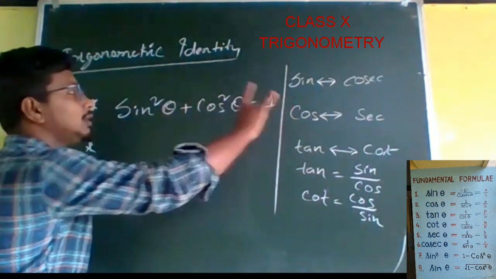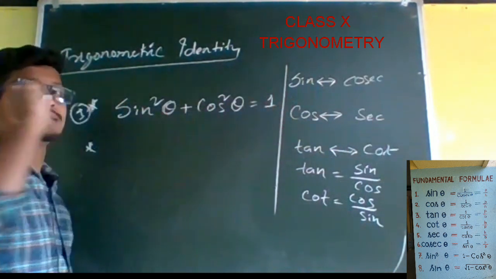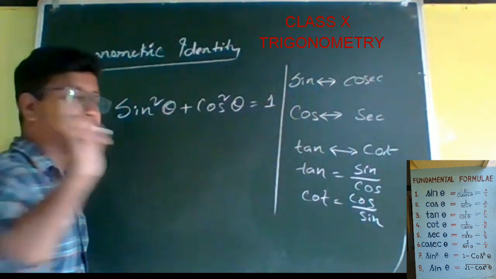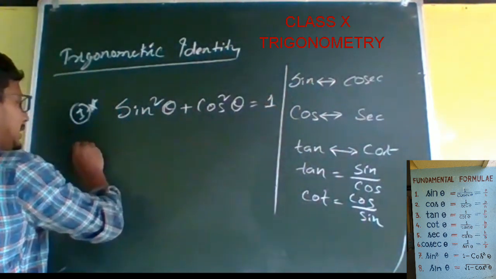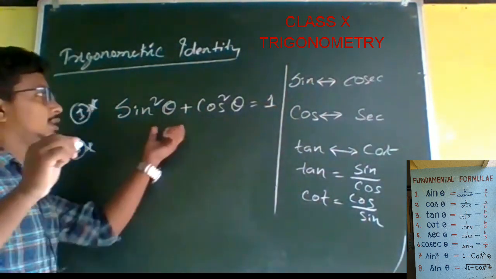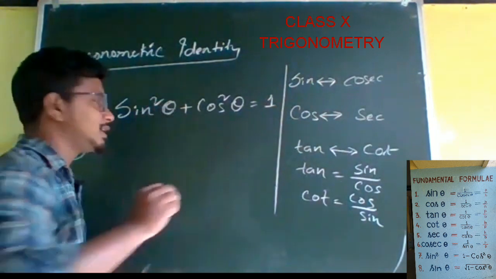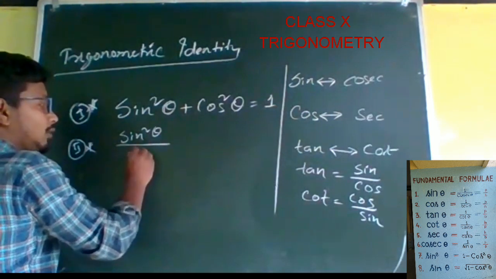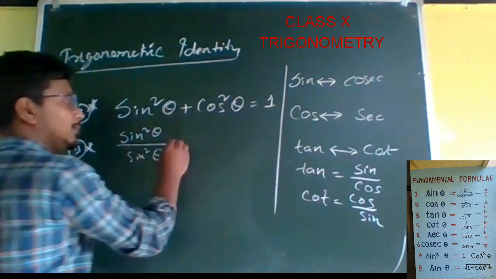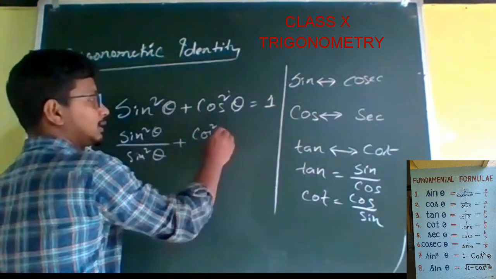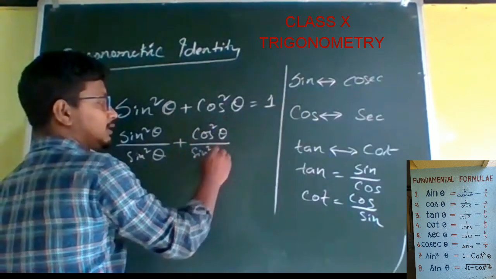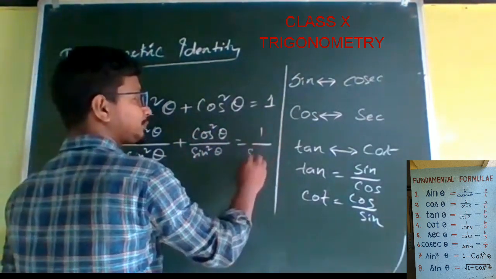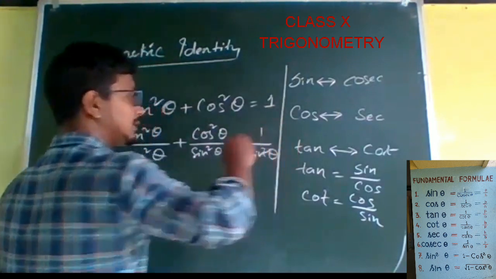But for the second one, there is a very simple trick. You divide all the terms by sin square theta. That is the first trick to get the second identity. So let's divide all the terms by sin square theta: sin square theta plus cos square theta, again divided by sin square theta. This side also, 1 by sin square theta, right?